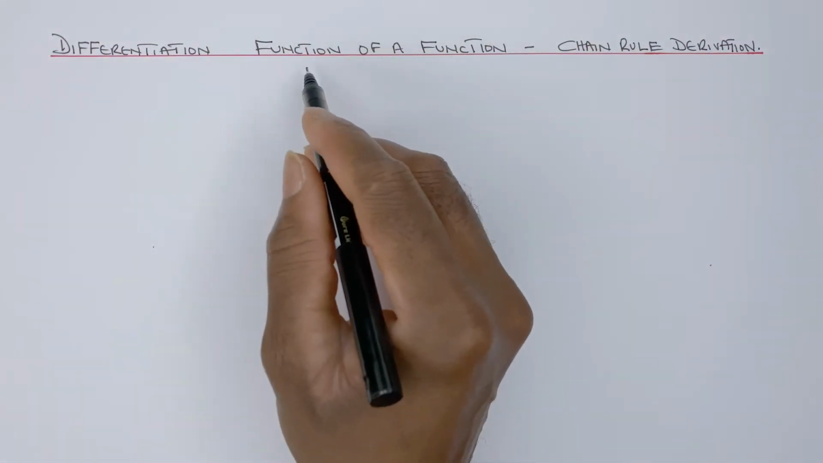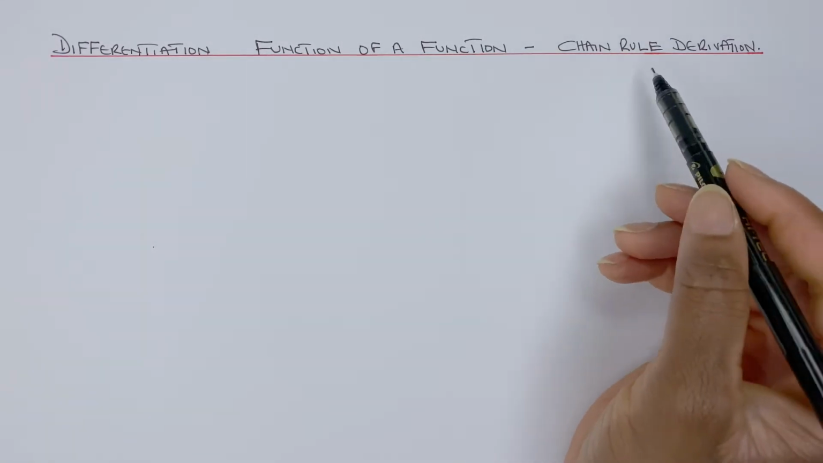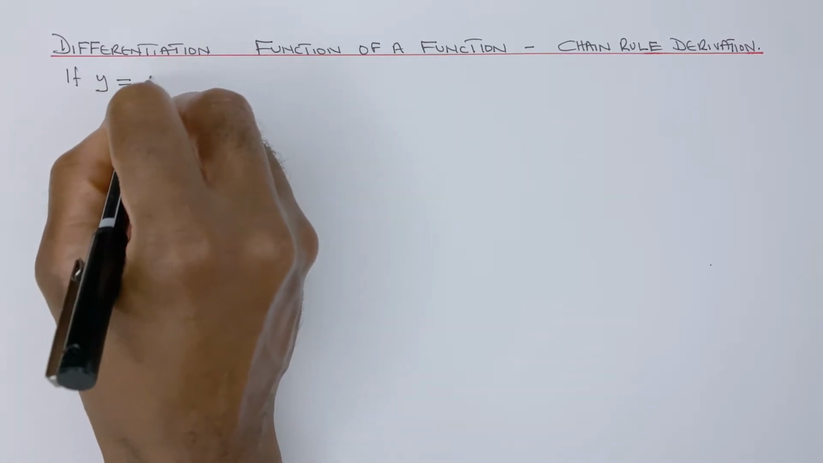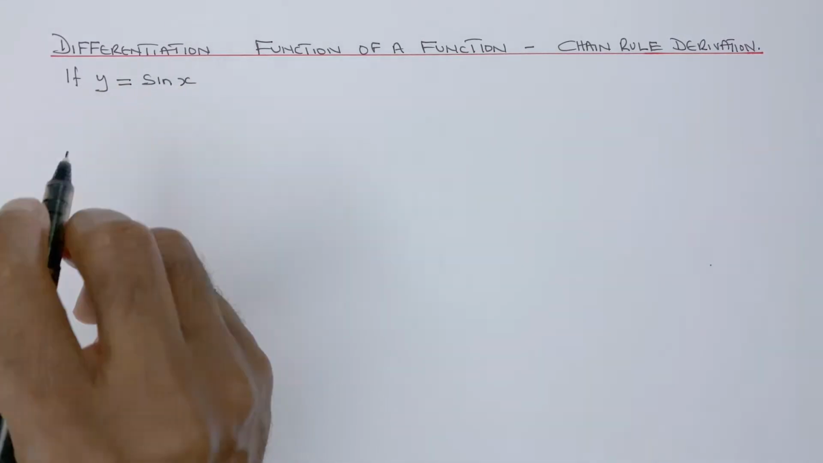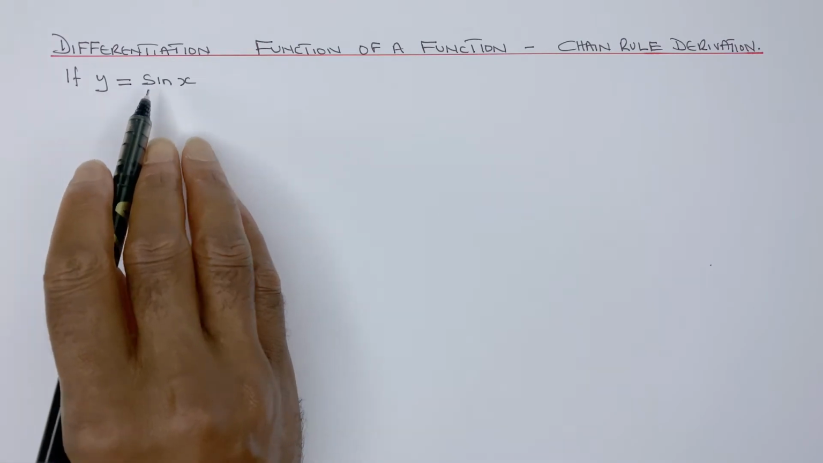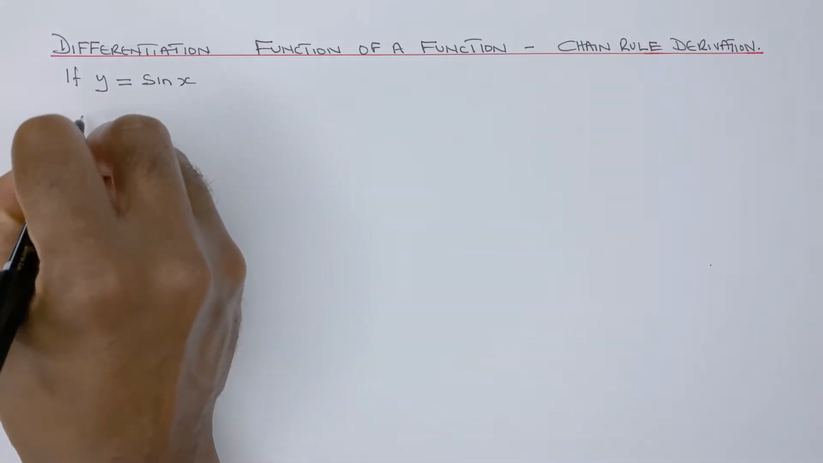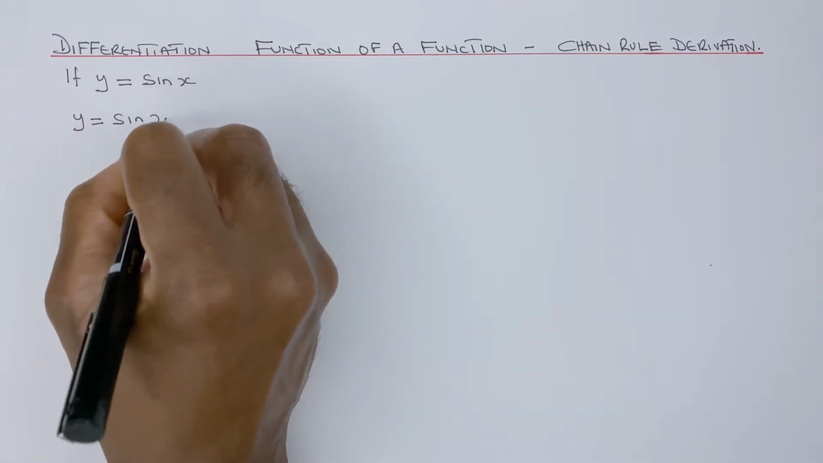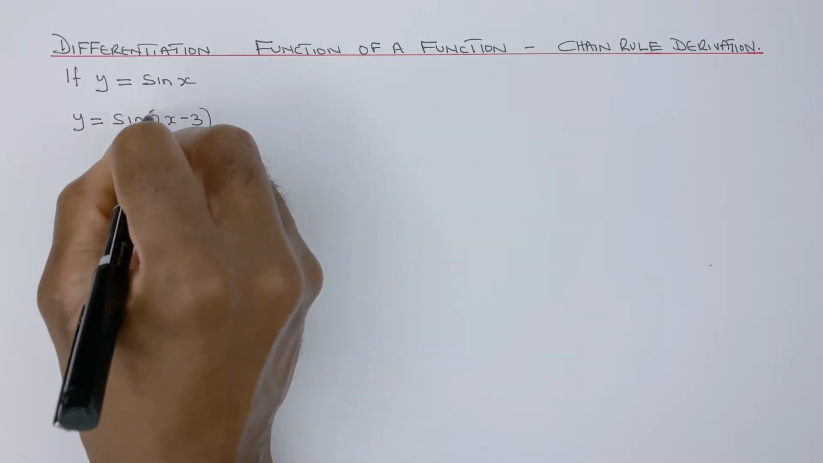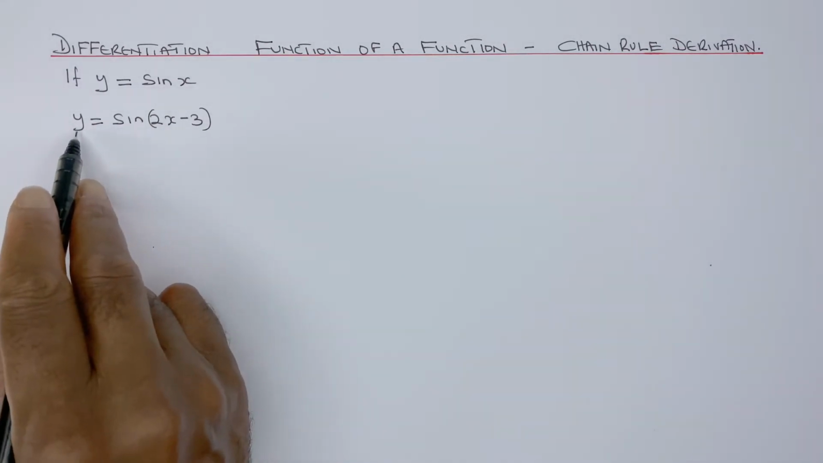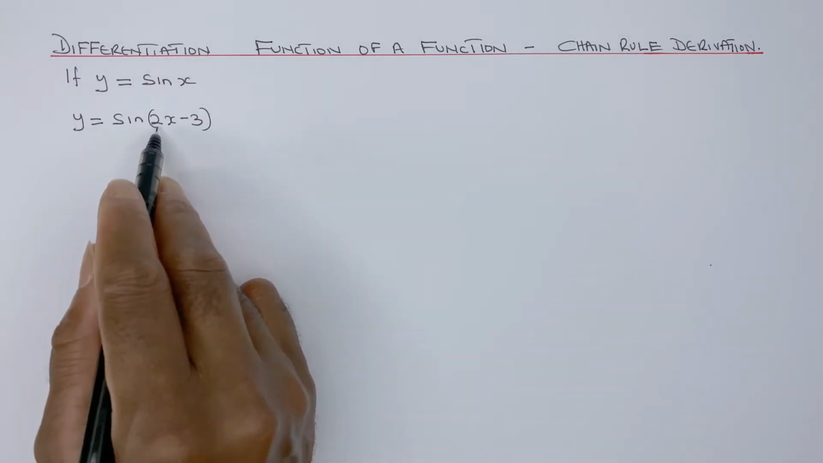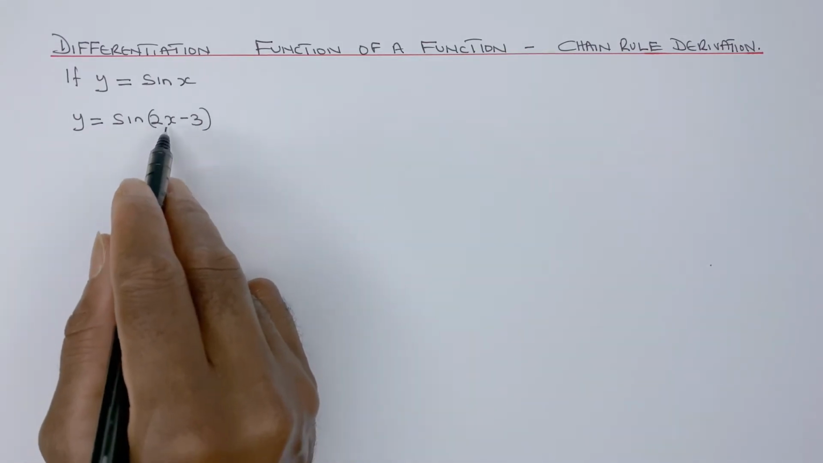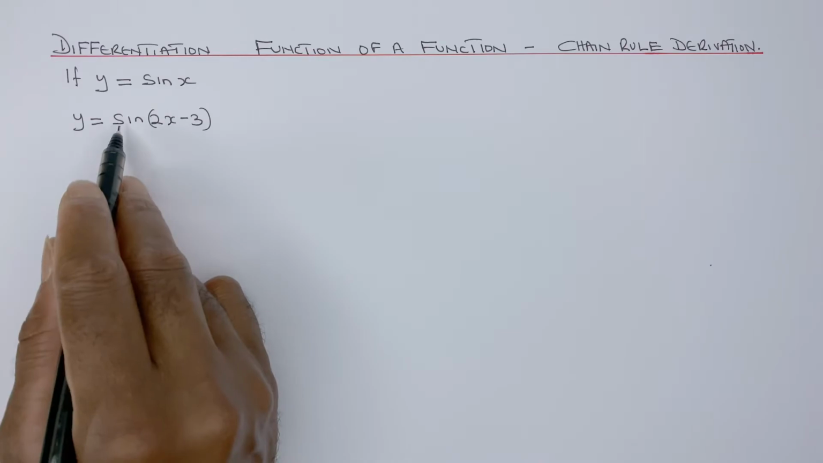Differentiation, functions of a function, chain rule derivation. If y equals sine of x, that meant y is a function of x. But if y equals sine of 2x minus 3, this time y is a function of 2x minus 3, which itself is a function of x. Therefore, y is a function of a function.